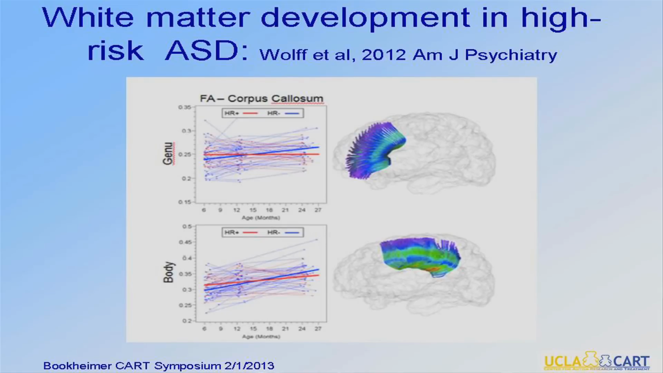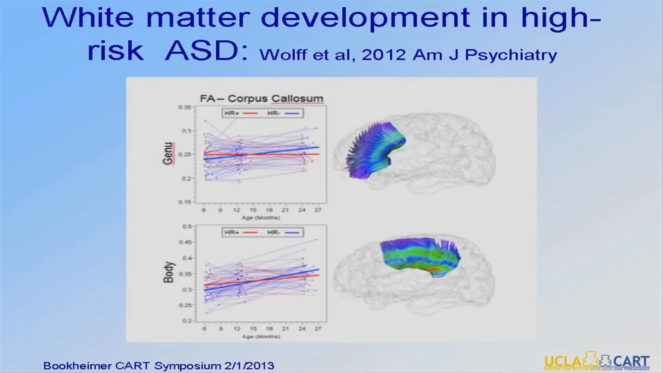The study just looked at two different parts of the corpus callosum, this front part here and this middle part over here. You can see there's a lot of variability across individuals, but the main point is the developmental trajectory as you go from over here at 6 months all the way over here at 27 months. The kids in blue here are the children who are not from high-risk families, and in red are the kids who are from high-risk families. And you can see two things.